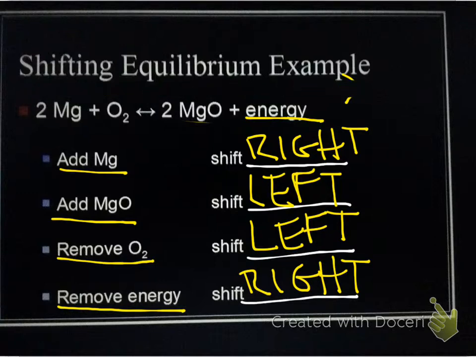So the biggest mistake people make on this is that they think that it always shifts in a certain direction when it's added, or it only shifts in a certain direction when it's removed. Remember that it's going to depend on which side of that arrow you add or remove as to which side of that arrow it will shift to.